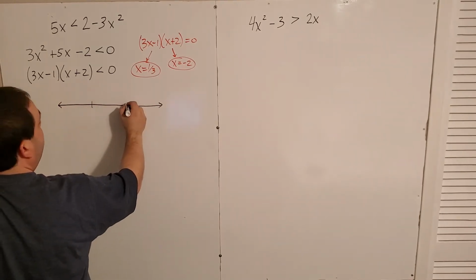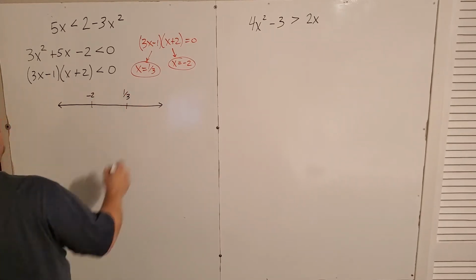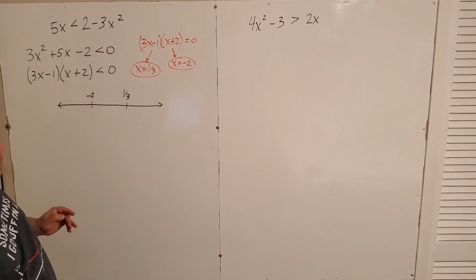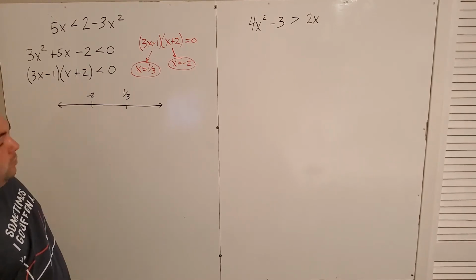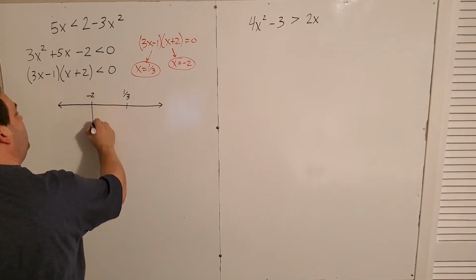I only got 2 of them this time. And put them in numerical order, don't forget. Right? -2 first, then 1/3 in this case, because that's the way they would appear in the number line. So now I'm going to test each section.